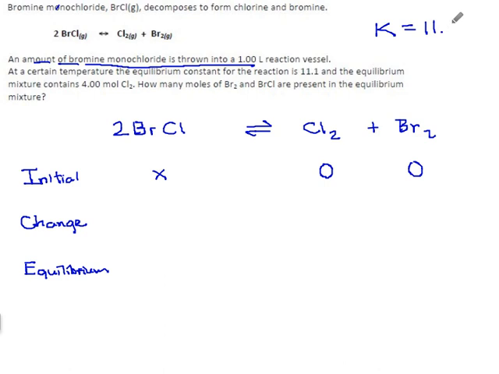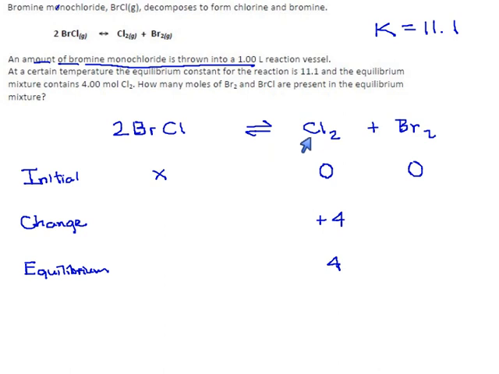The K for this reaction is 11.1, and the equilibrium mixture contains 4 moles of chlorine. So in the equilibrium row, chlorine is 4. How much is there of everything else? Well, we started with no chlorine, and now we have 4 moles of chlorine, so I think it's safe to say that the change in the chlorine amount was plus 4. We made 4 moles of it.